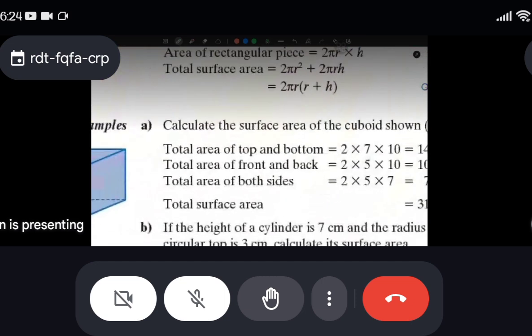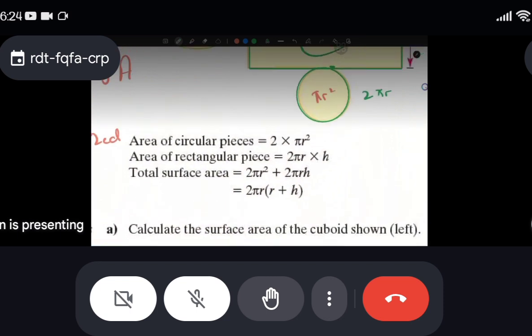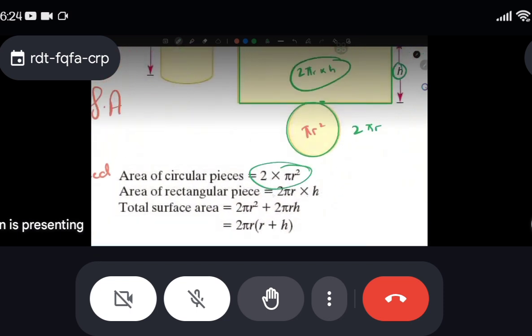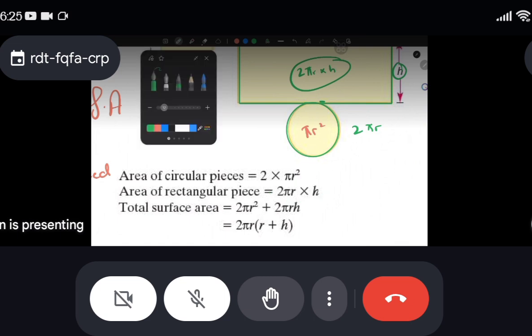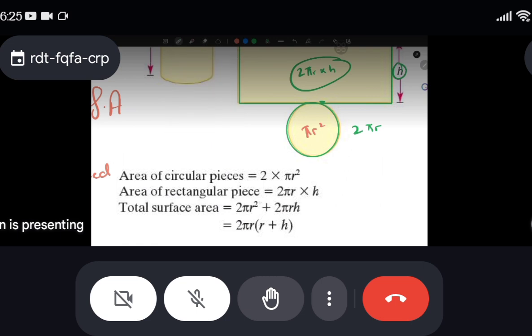Okay. So we've got 2 pi r square and 2 pi r h. Now what they've done is something clever. They took 2 pi r as common. So what that looks like is 2 pi r bracket r plus h. So you can remember either of these formulas. It doesn't matter how you solve the question. Both will give the same answer.